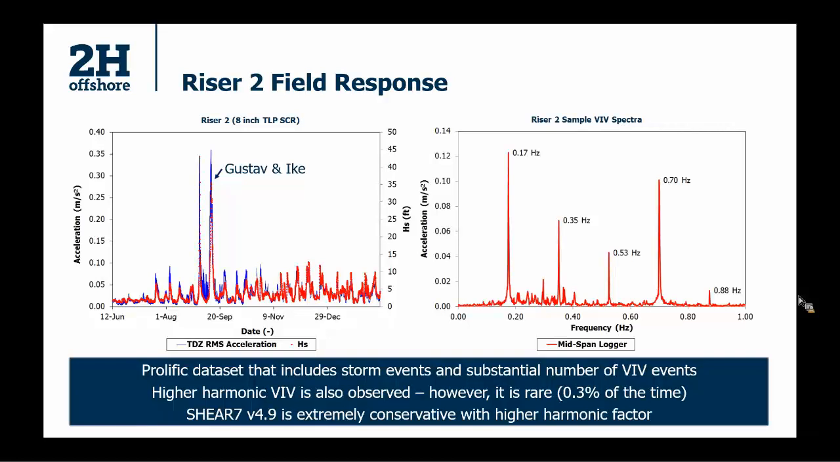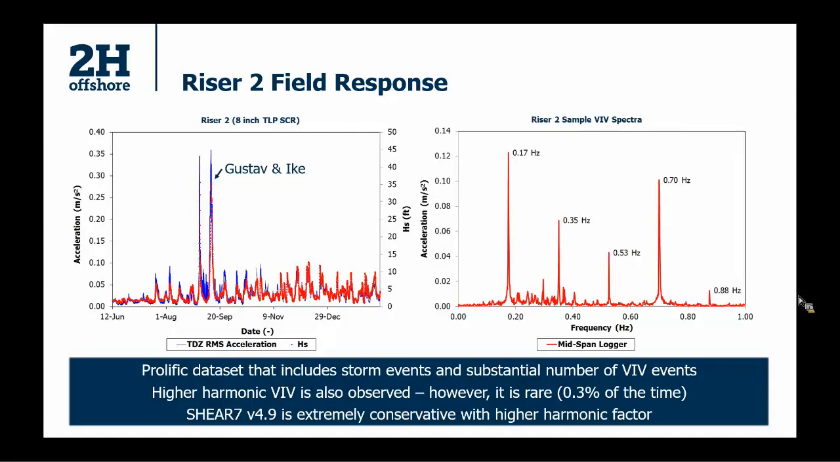Well, I'm not showing you a normal VIV here. On the right side, you can see something that is called higher harmonic VIV, where you can see a lot of peaks, and each peak is a multiple of the fundamental cross-flow peak at 0.17 hertz. So 0.17 hertz is the cross-flow peak, 0.35 hertz is the inline, and 0.53 hertz is the next cross-flow, 0.7 is the next inline, and so forth.